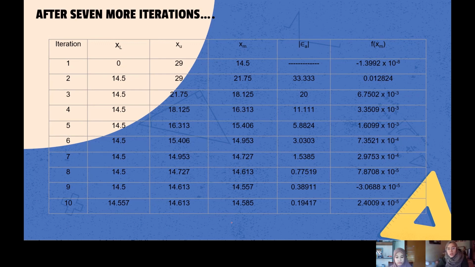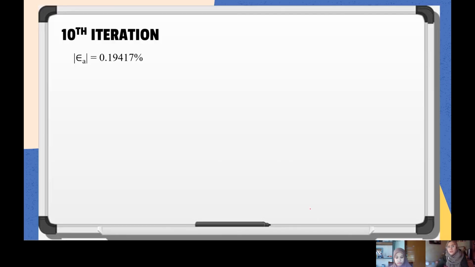As you can see, at the 10 iterations, we are left with the XM being 14.585 and the absolute relative error being 0.19417. So at the 10th iteration, we see the absolute relative error is 0.19417%. Therefore, the number of significant digits at least correct is given by the largest value of m, for which the error is lesser than 0.5 multiplied by 10 to the power of 2 minus m. So we know the absolute relative error is this one, so we just fill that in.